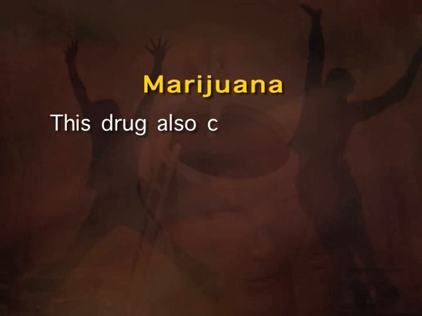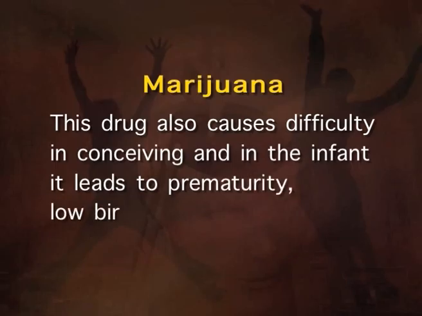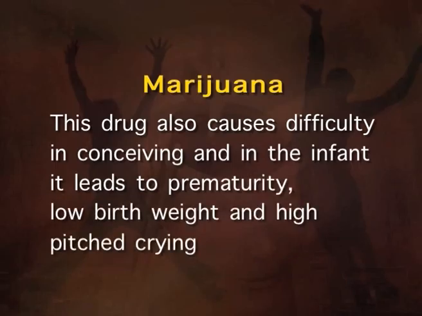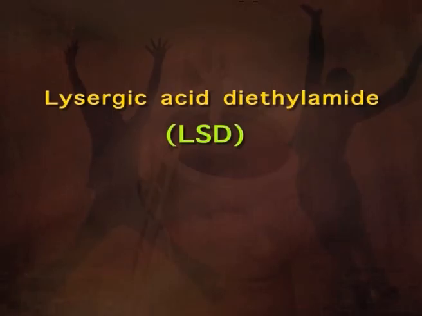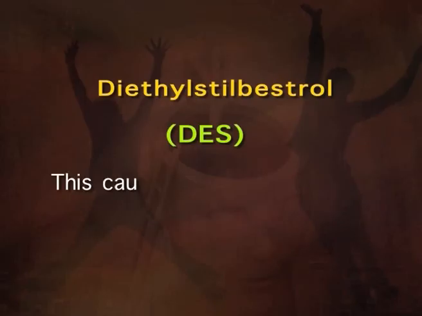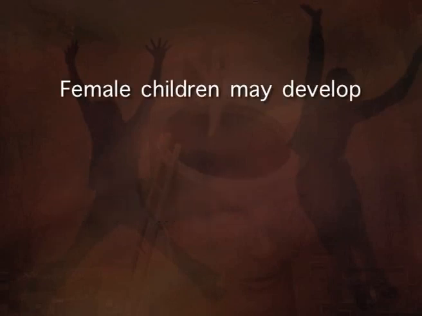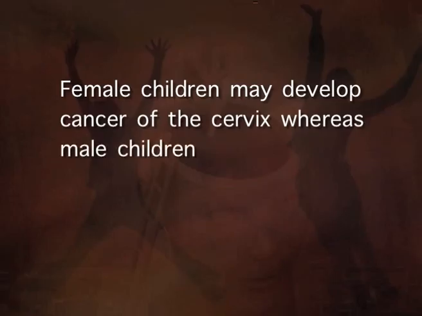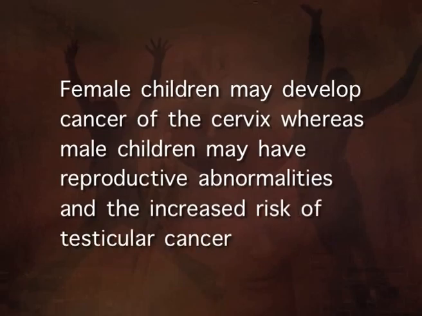Marijuana. This drug also causes difficulty in conceiving, and in the infant it leads to prematurity, low birth weight and high-pitched crying. Next, we have lysergic acid diethylamide or LSD. This psychedelic drug leads to chromosomal breakage. Then we have diethylstilbestrol or DES. This causes prematurity and low birth weight. Female children may develop cancer of the cervix, whereas male children may have reproductive abnormalities and the increased risk of testicular cancer.